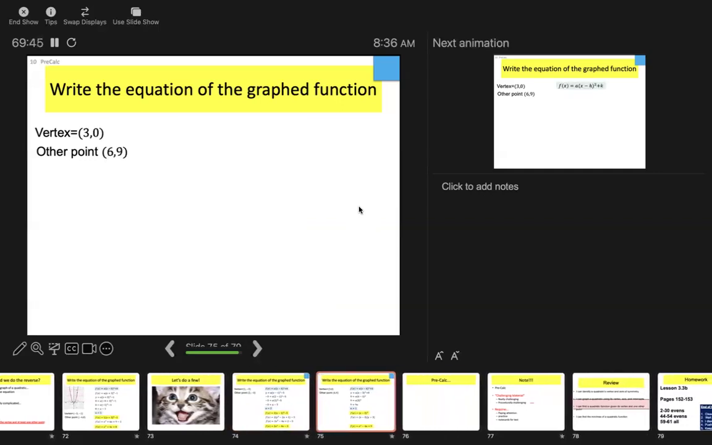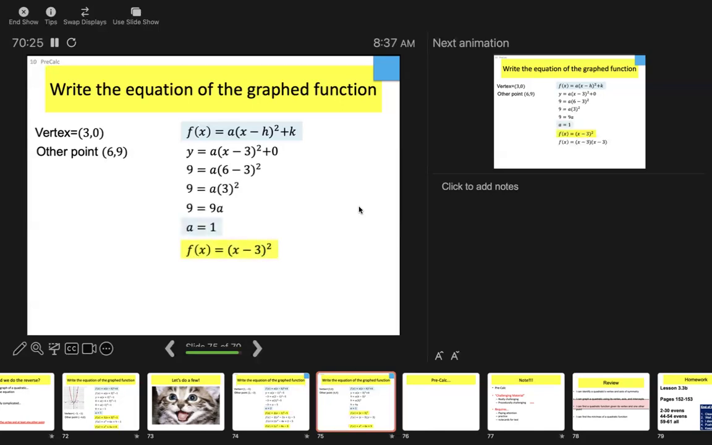Do you know what we're doing here? I'm going to hand you the vertex and one other point, and you're going to write the equation of the parabola. Step number 1, if I give you the vertex, we can plug it into the vertex form. So plug the vertex into the vertex form. Go. A times x minus 3 squared plus 0. Okay, cool. And now to find the a value, we simply take the other point, an x and a y, and throw it in for x and y. Plug that in, do the math, solve for a, plug that back in, and you're done.